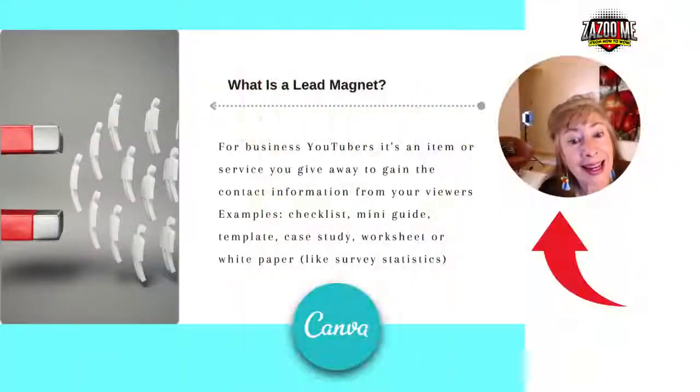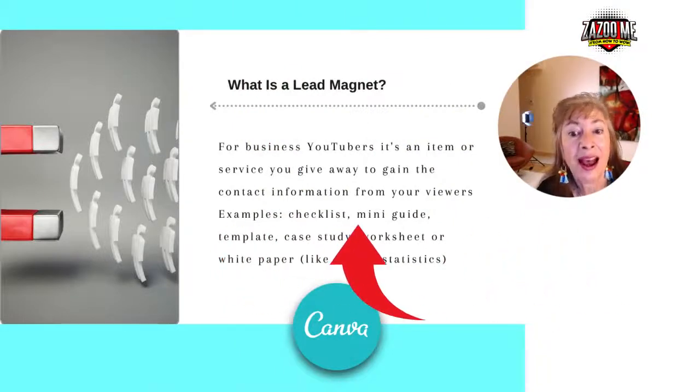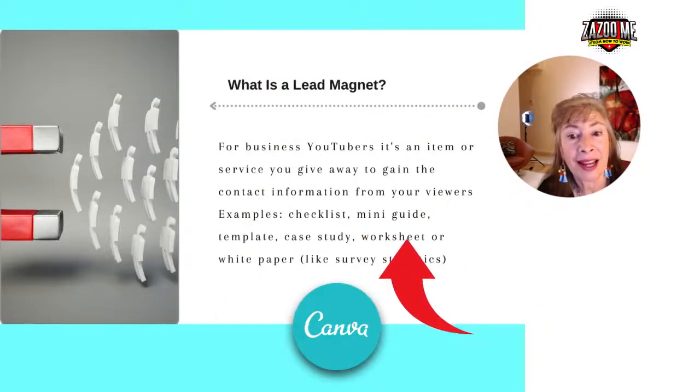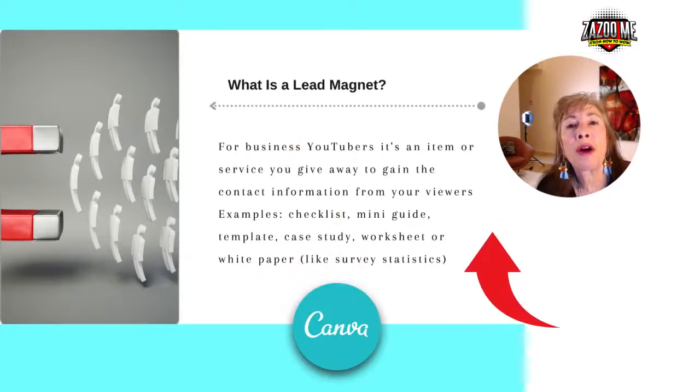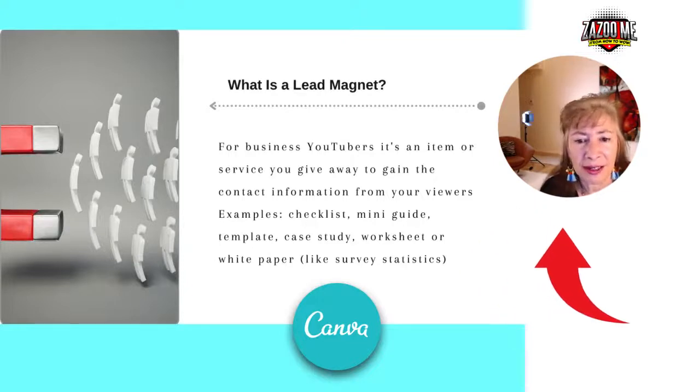So what is a lead magnet? Well, a lead magnet is, for example, a checklist, a mini guide, a template, a case study, a worksheet, a white paper, like a survey. It is for your YouTube channel to be able to get whoever your viewers are, not just your subscribers, off your channel to a landing page to sign up for your newsletter, okay? And you give them a freebie in exchange, and that's what that is.